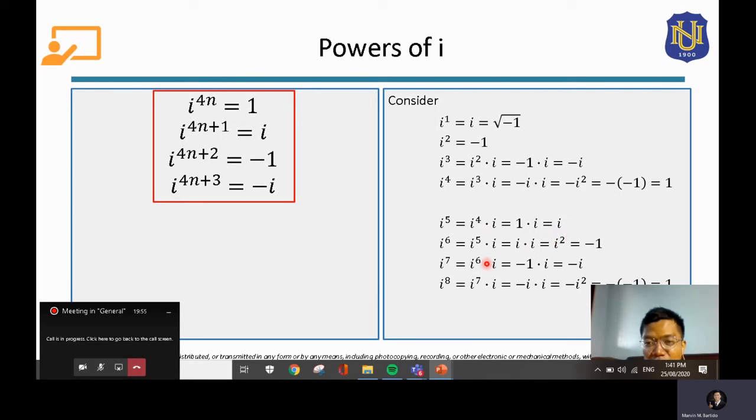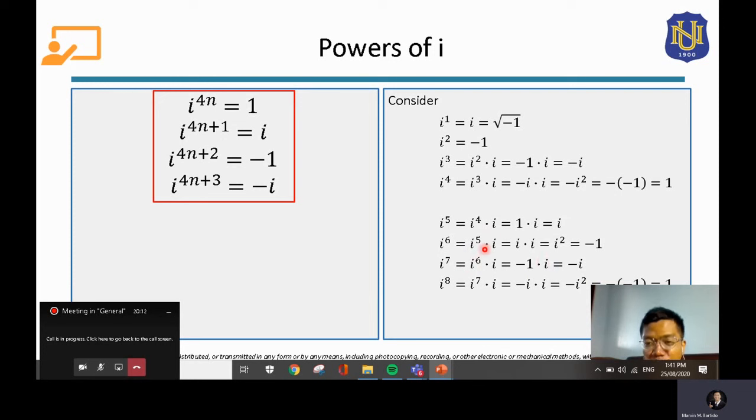Again, if we continue this further, let's say i raised to the seventh power. That will be i to the 6th times i. So we know the value of i to the 6th is negative 1. If you multiply that by i, that will give you negative i.